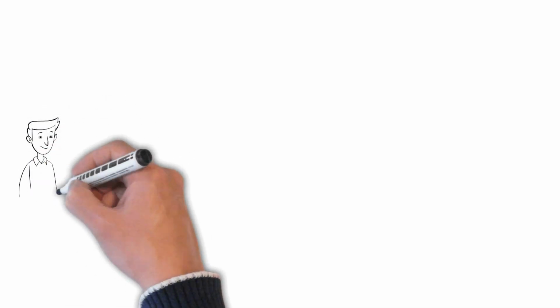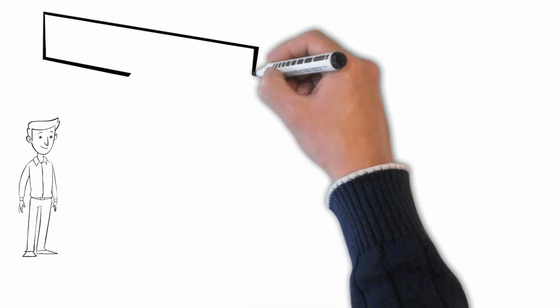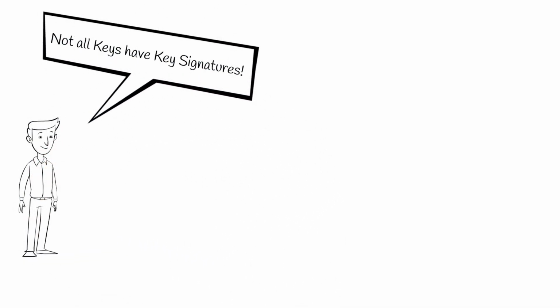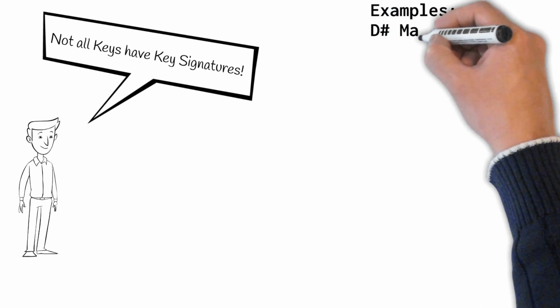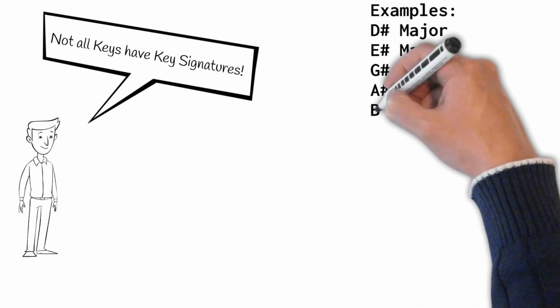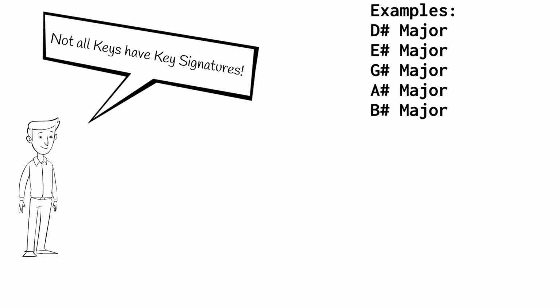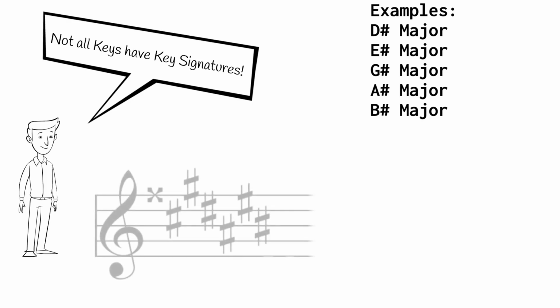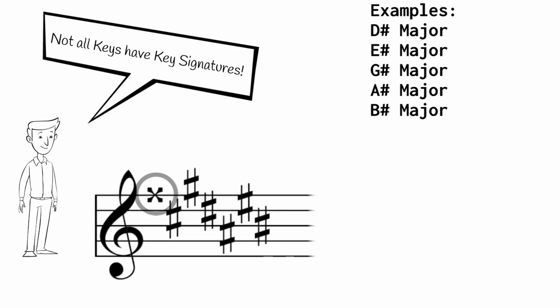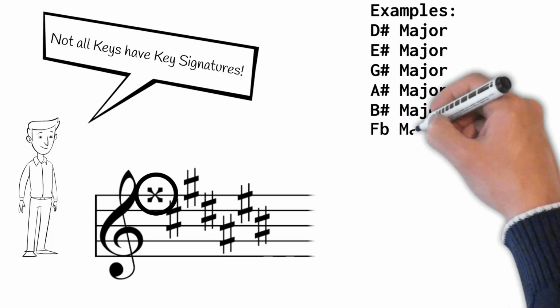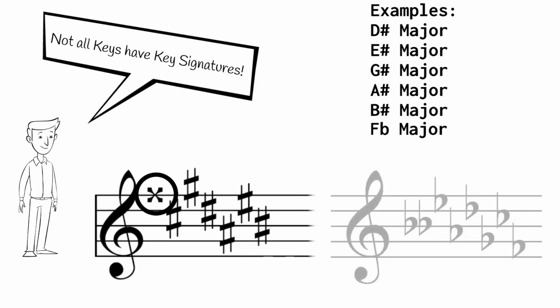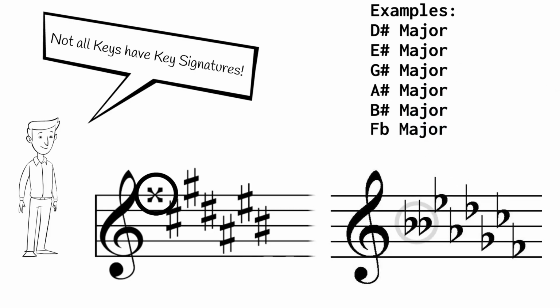One interesting fact to note is that not all keys will have a corresponding key signature. For instance, the keys of D sharp, E sharp, G sharp, A sharp, and B sharp major will not have a key signature that follows the rules above. This is because in these cases, some of the notes in their key will contain double sharps which cannot be notated into a key signature. The same issue arises with F flat major, which cannot be notated due to its B double flat.